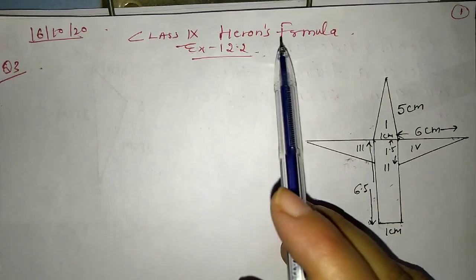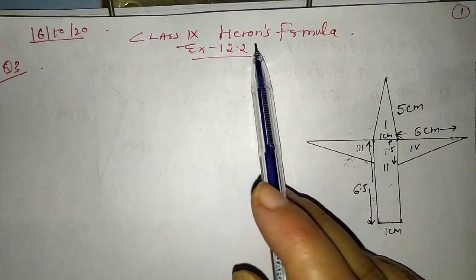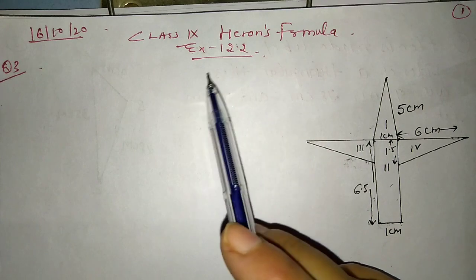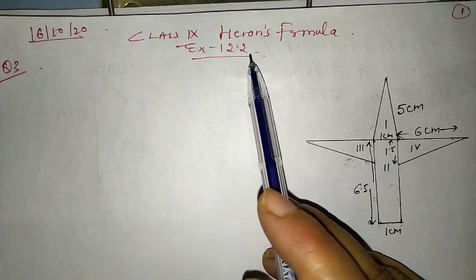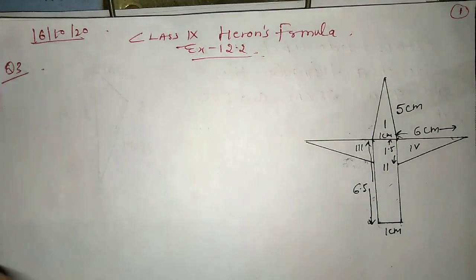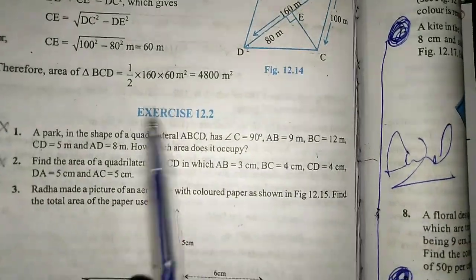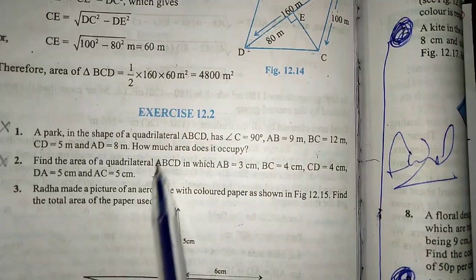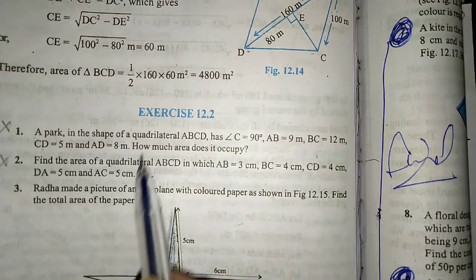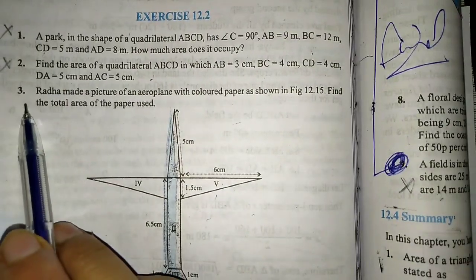In the last video, we discussed exercise 12.1 based on Heron's formula. Now we are going to start exercise 12.2. So these questions are here. The first and second questions are based on quadrilaterals, so we are not going to discuss them right now. We can do them later on. So we are going to discuss from the third question.